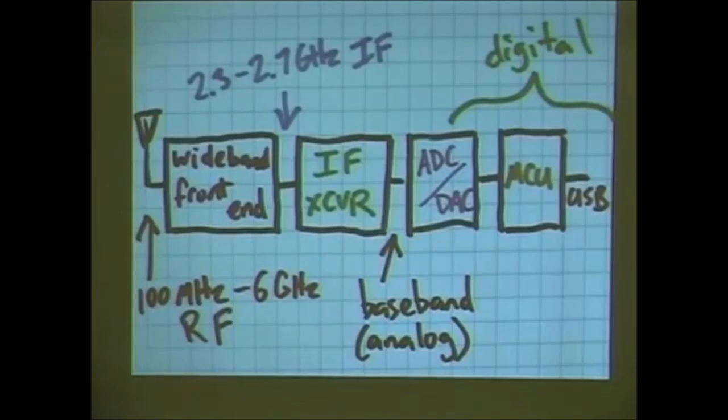That device is connected to an analog-to-digital converter and a digital-to-analog converter, and that's where the boundary between the analog and the digital portions of the design exists. From there, the converters are hooked up to an NXP processor. It's an ARM-based processor, and out the other side go the samples, or in the other. The USB carries the samples back and forth between the MCU and the host.